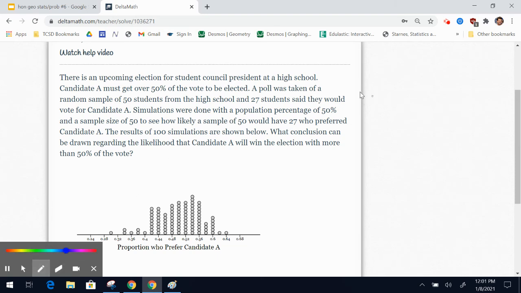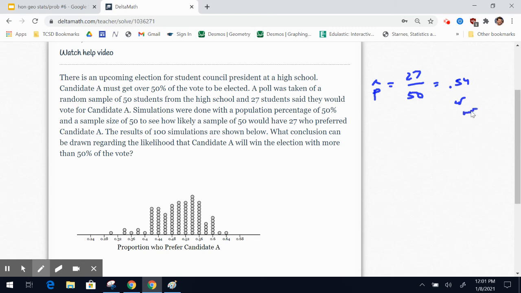So in our sample, p hat, of the 50 students we sampled, 27 said that they would vote for candidate A. That is a proportion of 0.54. Because that's greater than 50%, we're going to look for how often that occurs by chance, 0.54 or more. If I look at the dot plot, 100 dots, because there were 100 simulations, 0.54 would be right here. So I'm going to go 0.54 or more.